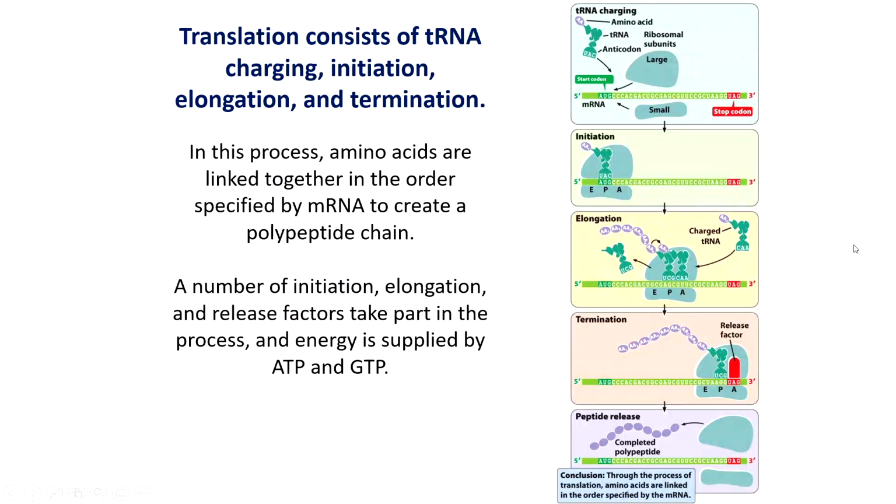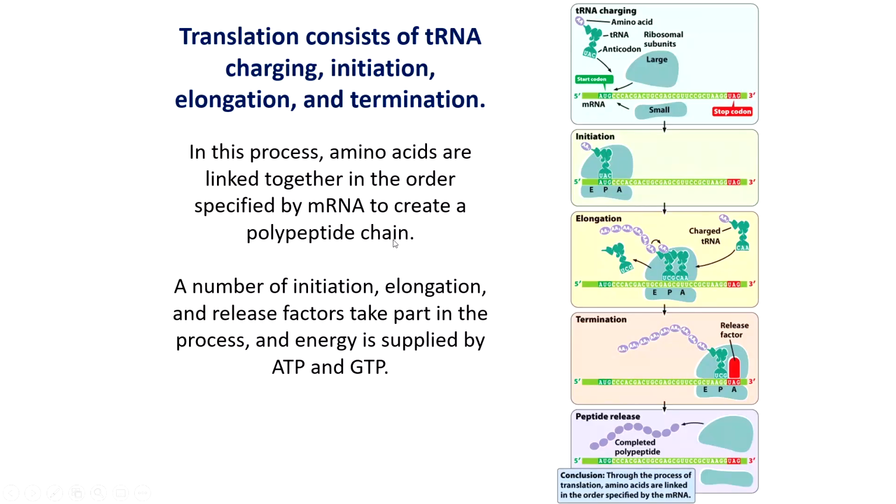Translation, very much like transcription and DNA replication, consists of 3 major stages: initiation, elongation, and termination. We also have 2 substages called tRNA charging, which is where the amino acids are linked to the appropriate tRNAs. We can't make a polypeptide chain unless we have tRNAs to help bring us some of those Legos that we need to create our chain, so amino acids. And then the last substep is peptide release, where the peptide that is created by the ribosome is cleaved off from the ribosome and released into the cytoplasm.